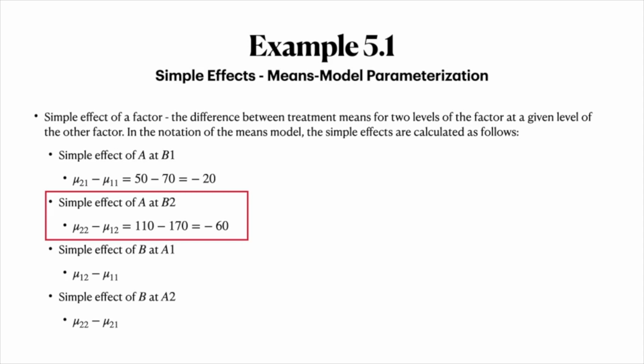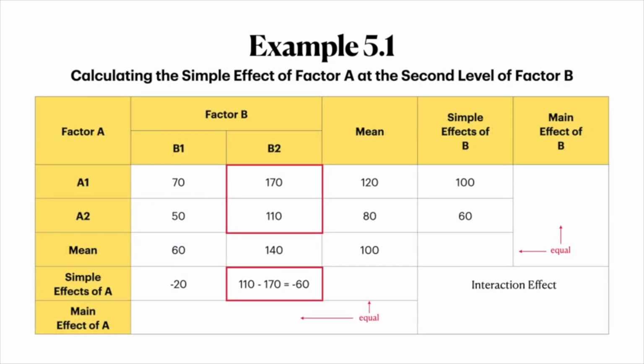Next, let's calculate the simple effect of A at the second level of B. This is given by mu22 minus mu12. Those values are 110 and 170 respectively, and so 110 minus 170. And that gives us the simple effect of A at the second level of B being equal to negative 60. Now we can see this in the context of the table in the same way. Here we're going to be taking the difference between the values in the second column of the table, in the order 110 minus 170. And so that's going to give us the simple effect of A at the level B2.